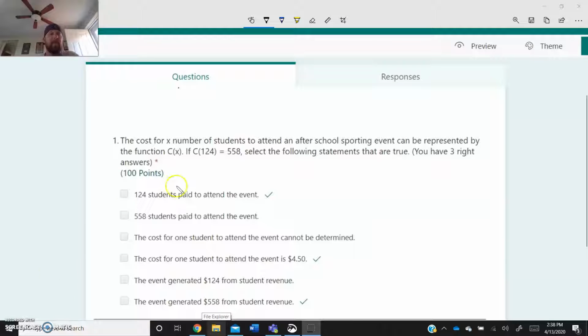Really quick, running through warm-up number 11. There's multiple answers on this. I'm not going to talk too much about anything except for this, just because I want to knock this out just to address it all. It says the cost for X number of students to attend an after-school sporting event can be represented by the function C of X. If C of 124 equals 558, select the following statements that are true. And I did write that you have three right answers.